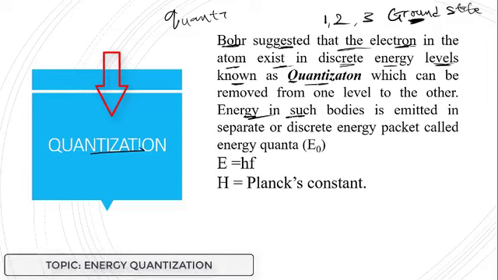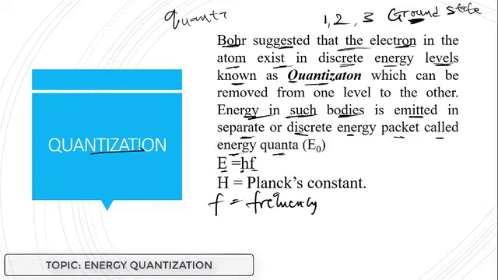Now, energy in such bodies that are being emitted or transmitted in separate or discrete energy packets or energy levels, like we said, is called energy quanta. And this energy quantization, the energy given out by a photon or an electron, is given by h times f, where h is Planck's constant and f is the frequency of the radiation.